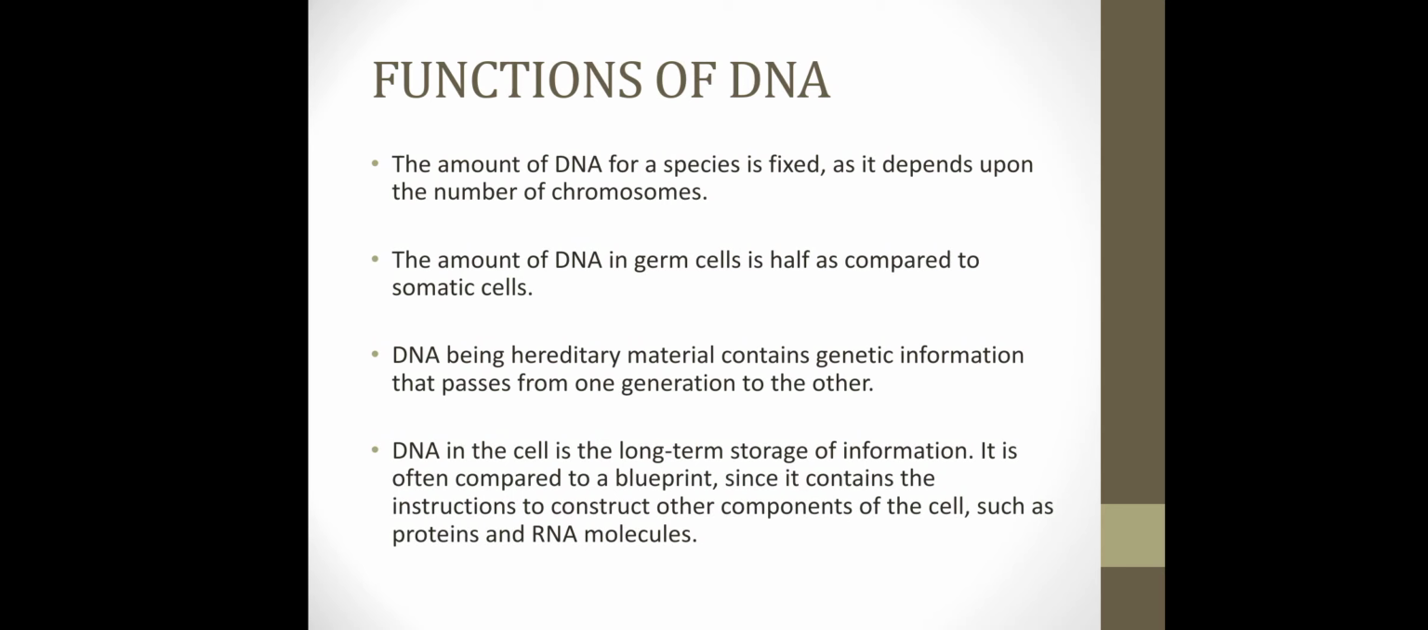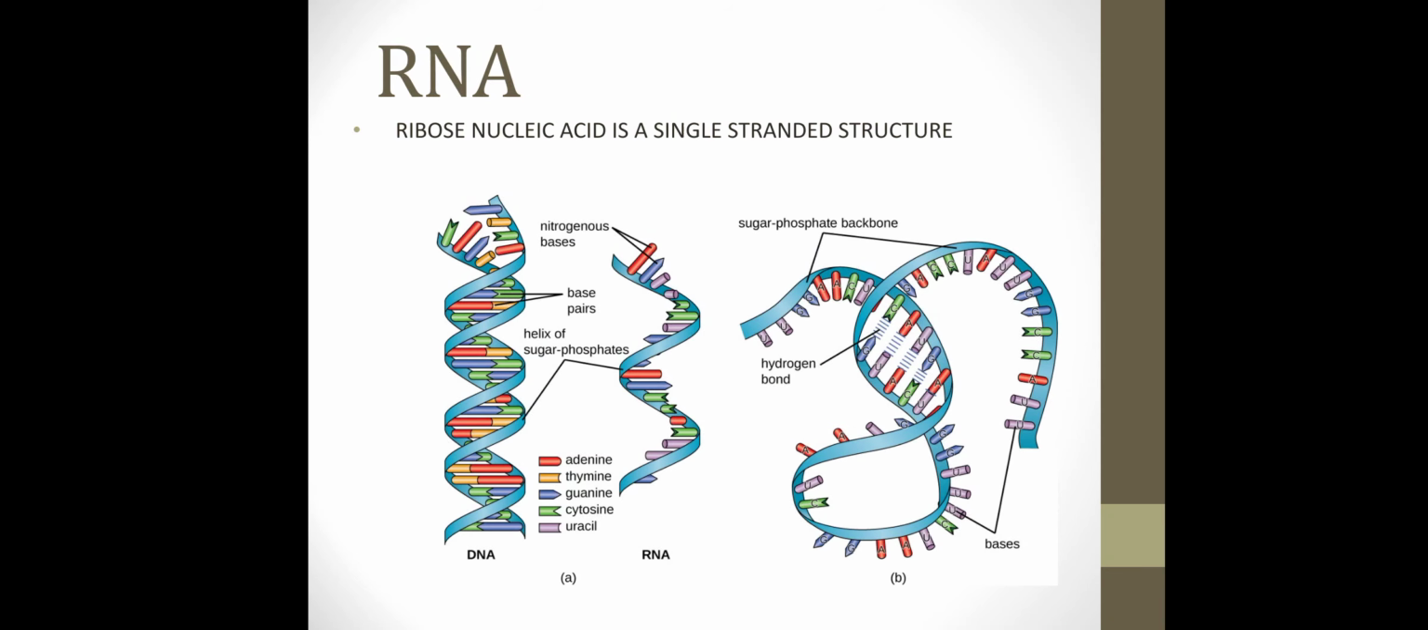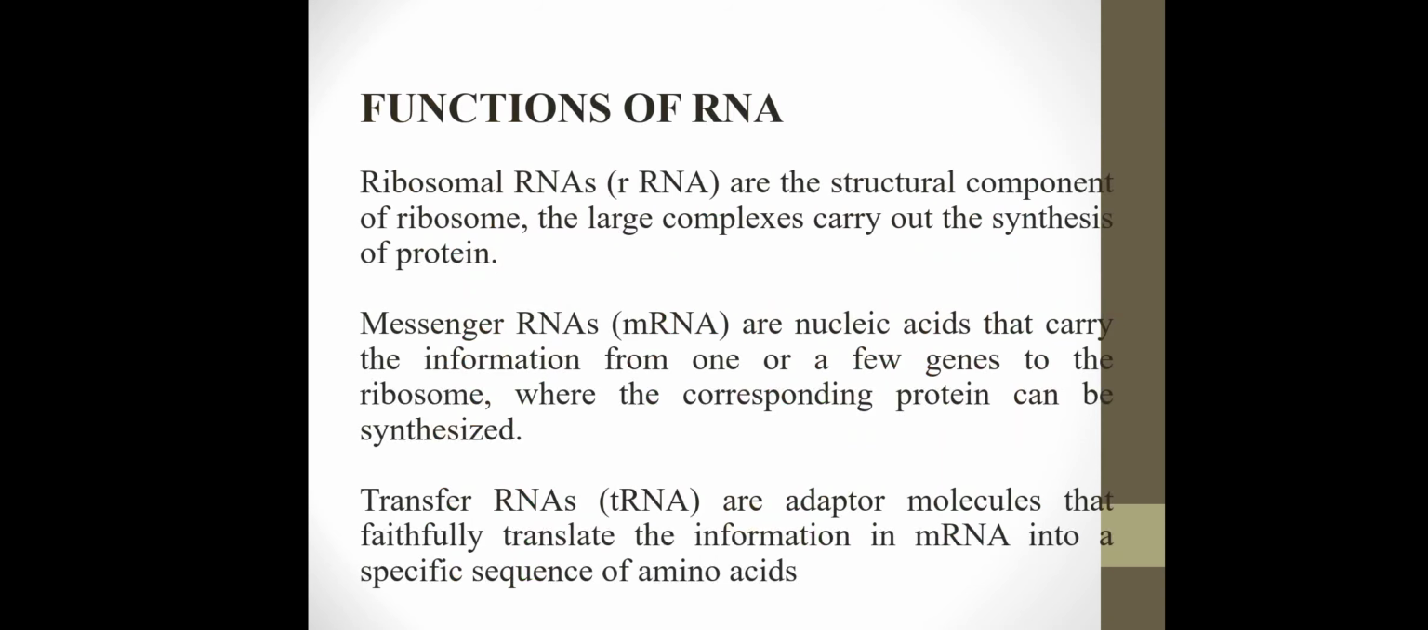DNA in the cell is the long-term storage of information. It is often compared to a blueprint since it contains the instructions to construct other components of the cell such as protein and RNA molecules. So next nucleic acid is RNA. Ribonucleic acid is a single stranded structure, whereas DNA is double stranded. It is a combination of nitrogenous base, phosphate group and the sugar ribose.